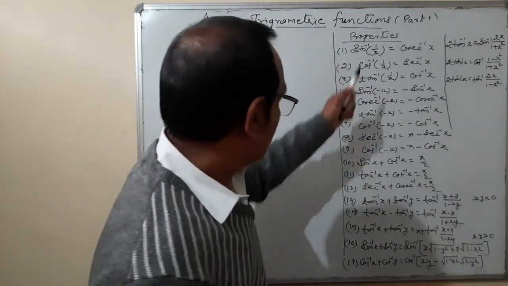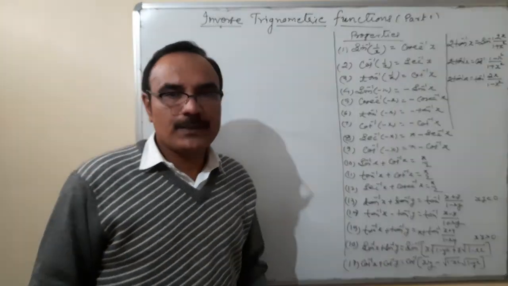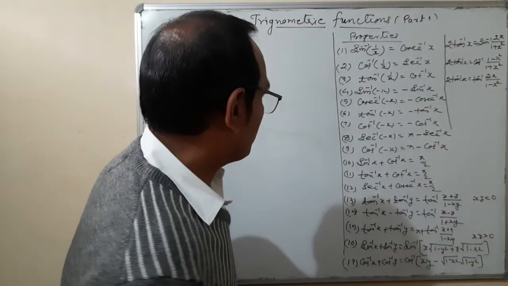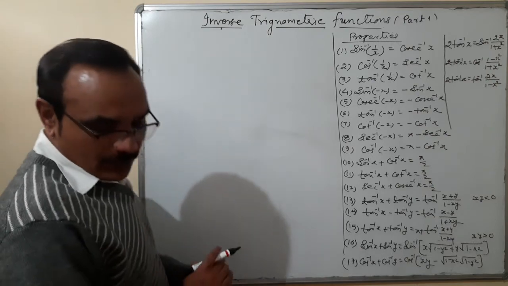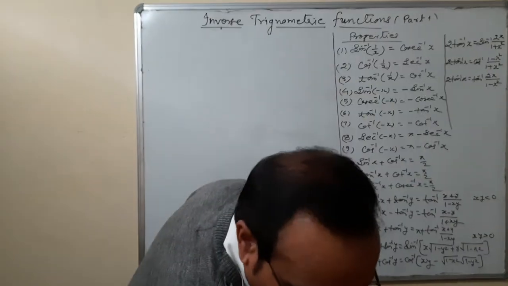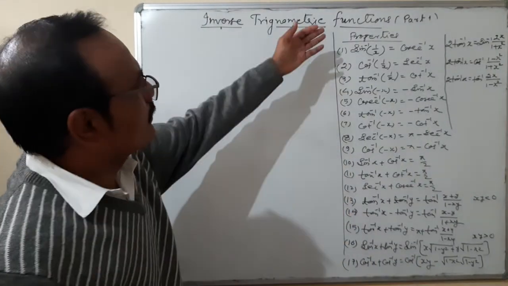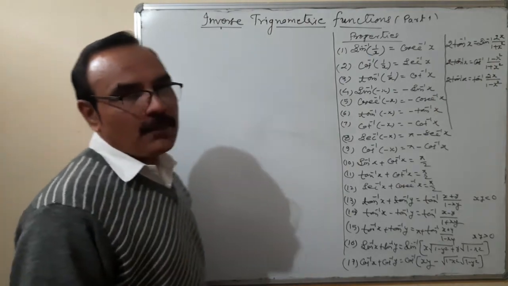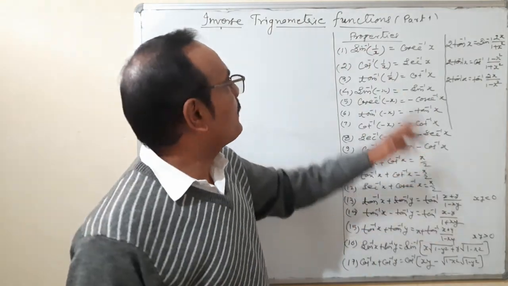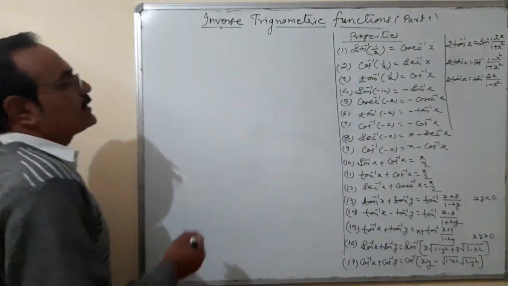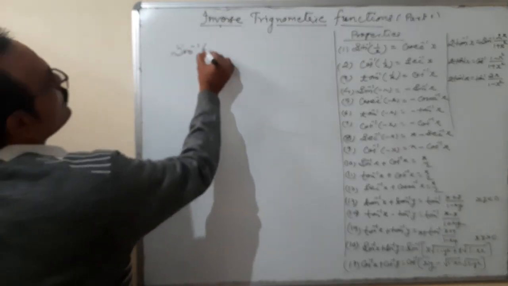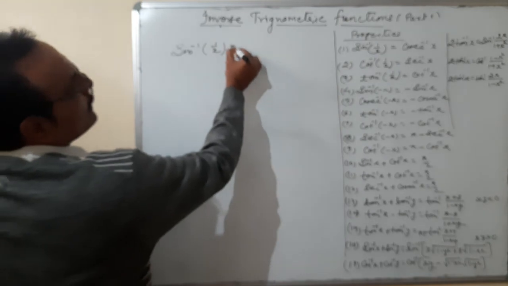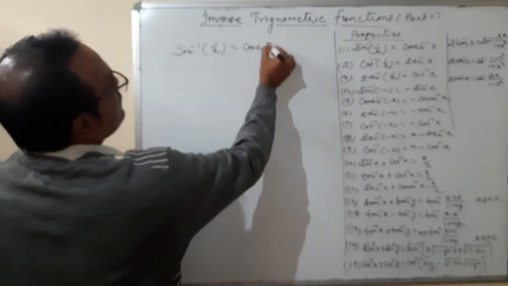Okay, friends. So these are the properties which would be used when we solve the questions. Now let me explain some of the properties. I am taking the first one, because the procedure of proving is the same for all the properties. Suppose I am proving this: sin inverse 1 upon x is equal to cosec inverse x.